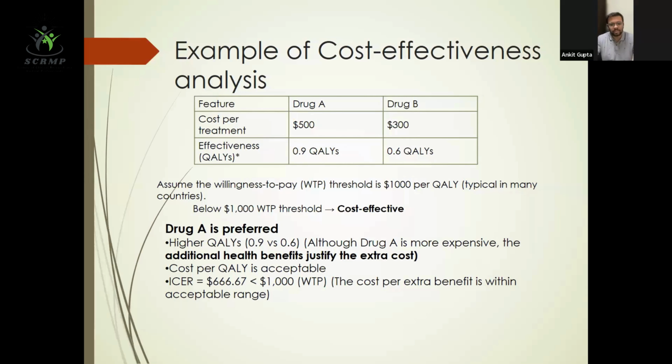Although drug A is more expensive, the additional health benefit justifies the extra cost. Cost per QALY is also acceptable, and ICERs are within the range. So on all these grounds, we will finally prefer drug A over drug B.